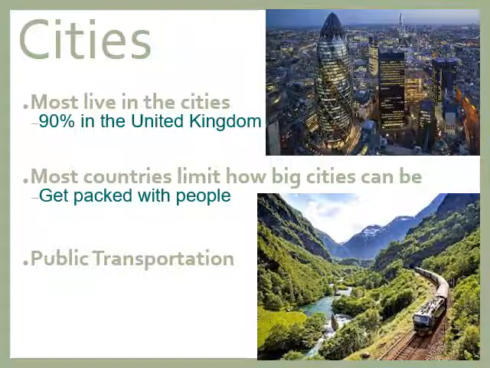Europe is known as the urban continent, and it's known as the urban continent because most people live in the cities. As a matter of fact, in the United Kingdom, about 90% of the people live in cities. There's not very many people living out in the country. Most of the countries, however, also limit how big the cities can be. And so instead of growing out, they don't let them get any bigger in square miles. They have to build the buildings higher. And so those cities get really packed with people.